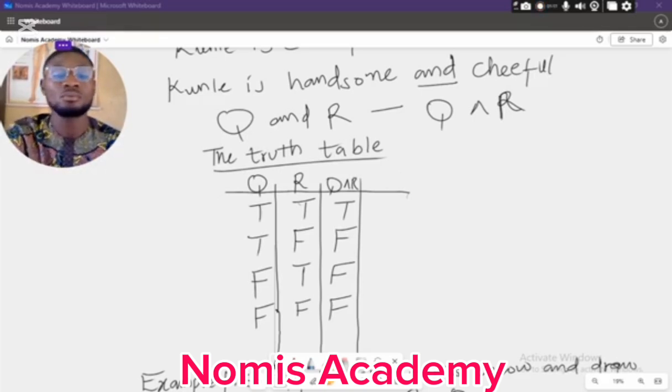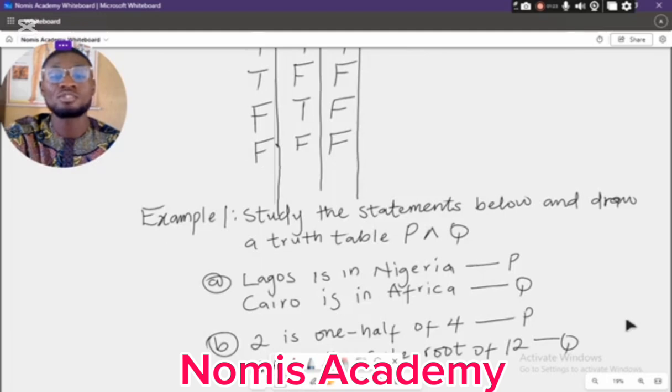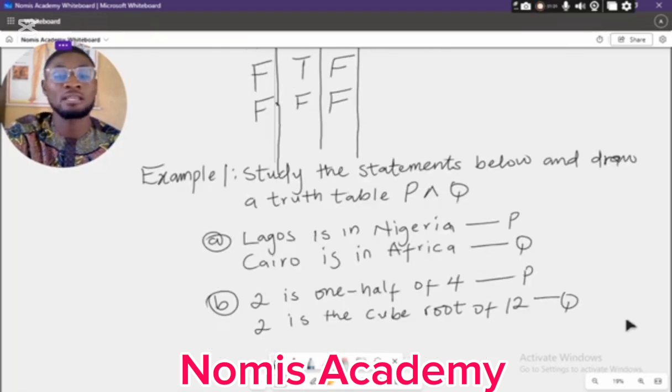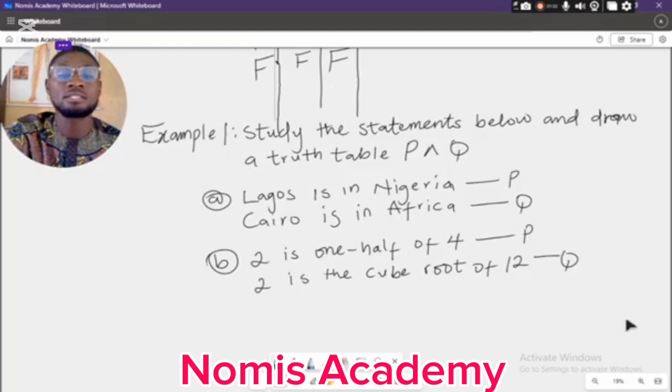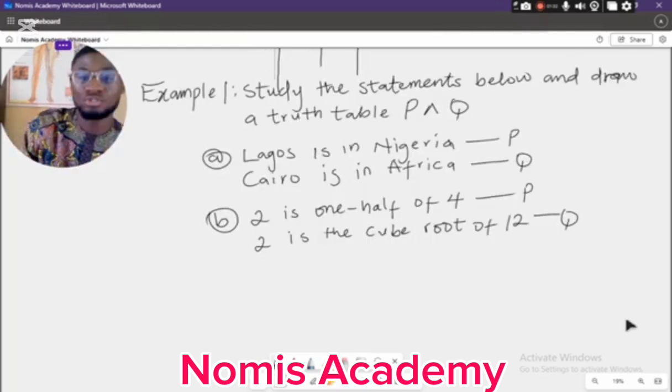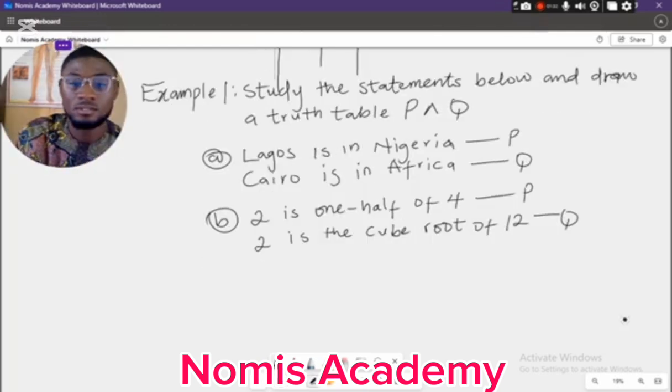Let's take some examples. Example number one: study the statement below and draw a truth table for P and Q. The first example says Lagos is in Nigeria, P, and Cairo is in Africa, Q. So let's go into the solution.